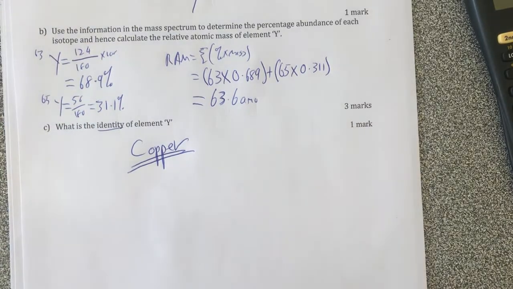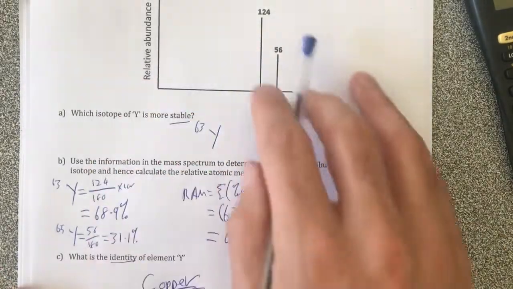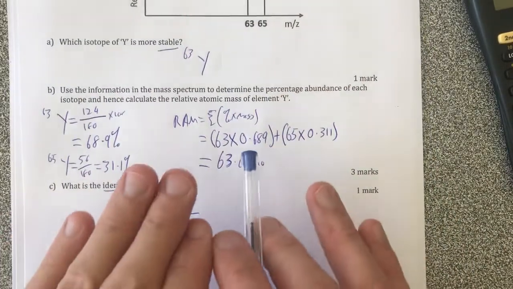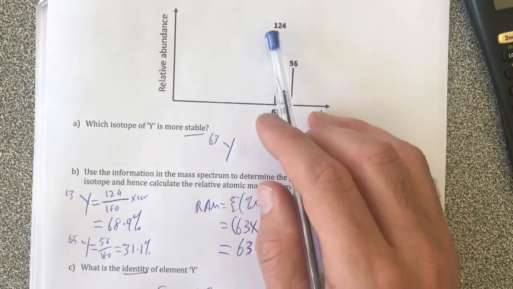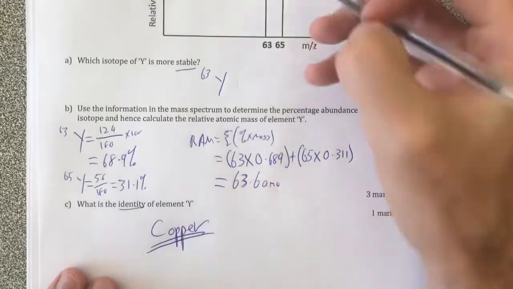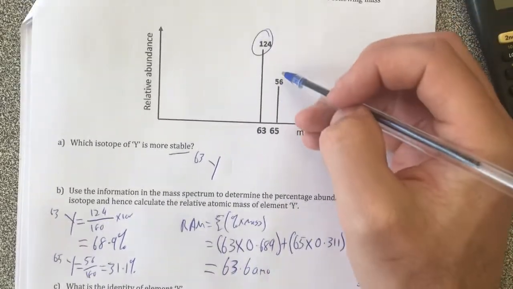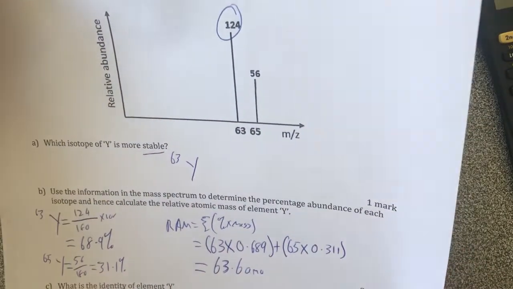And that is how you do this question, where you're given a mass spectrum and you have to identify the relative atomic masses. You first of all work out the percentage by looking at what percentage is this of the total, and then what is the percentage of that of the total, and that's the answer. That is the entire test done and dusted.